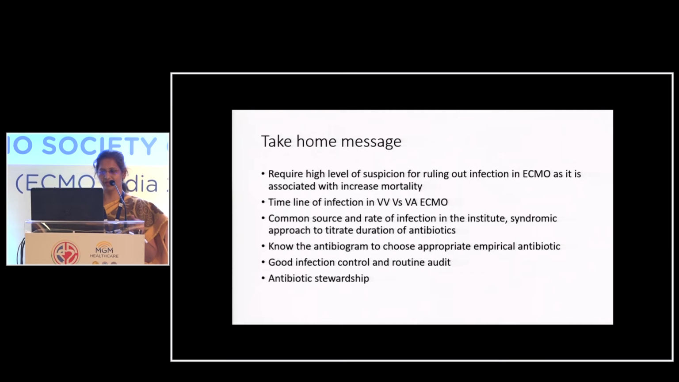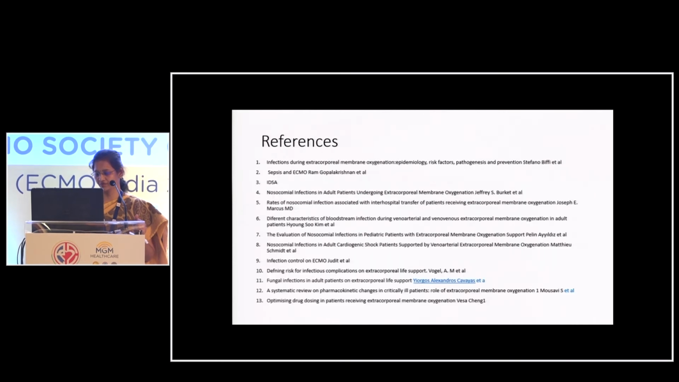We require a high level of suspicion in ECMO because it increases the mortality risk. The timeline of infection is important when a person is on VV versus VA ECMO. Know the common sources and the rate of infection in the institute, and use a syndromic approach to titrate the duration of antibiotics. Know the antibiogram to choose appropriate empiric antibiotics. Good infection control, routine audit, and antibiotic stewardship.